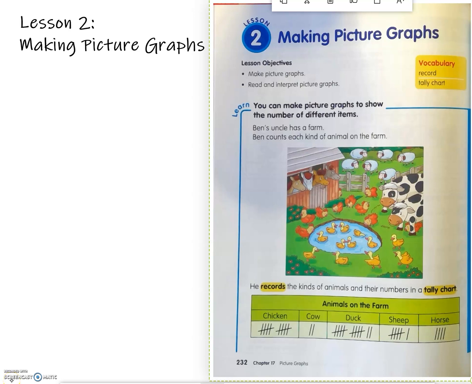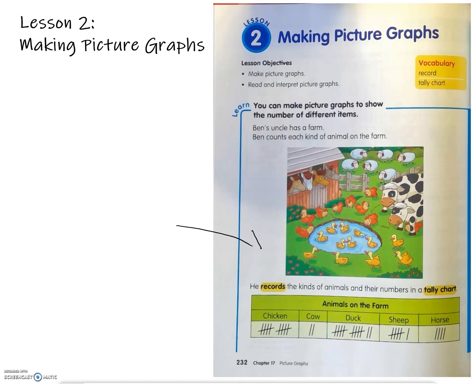Today we are starting lesson 2, making picture graphs. In this lesson you will learn to make your own picture graph and also read and understand other picture graphs. Now here you can see that there is a picture of different farm animals.